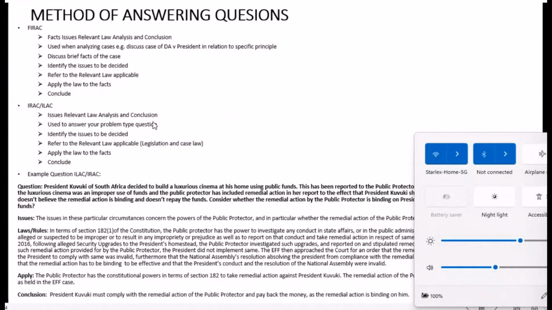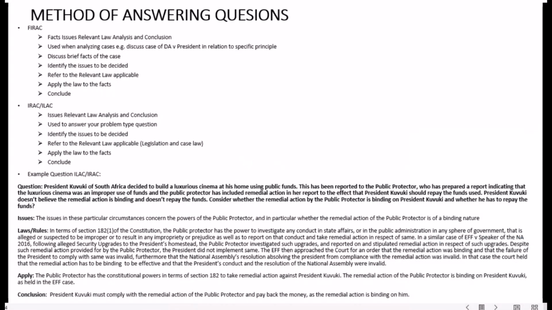Okay, and then IRAC or ILAC. This is not to say this is strictly how it is always applied, colleagues, but how I used to apply it when I was studying is I would use ILAC if it's just a problem type question. And that is also what I will go through here in the example. ILAC or IRAC is basically just a shorter version of FIRAC. You don't go too much into the facts, but it shows you how you answer a problem type question.